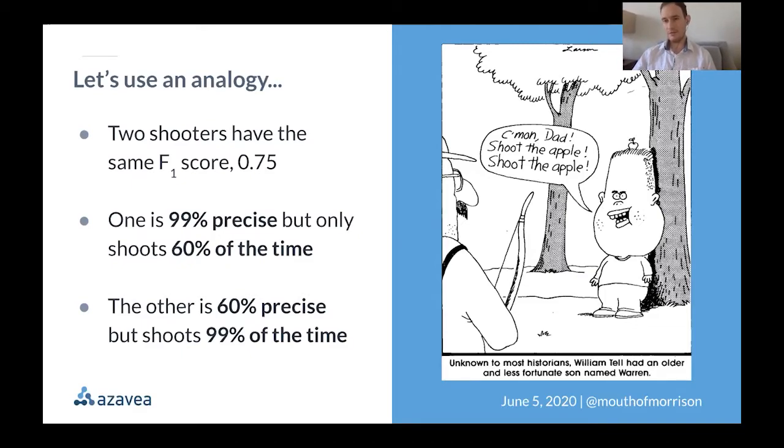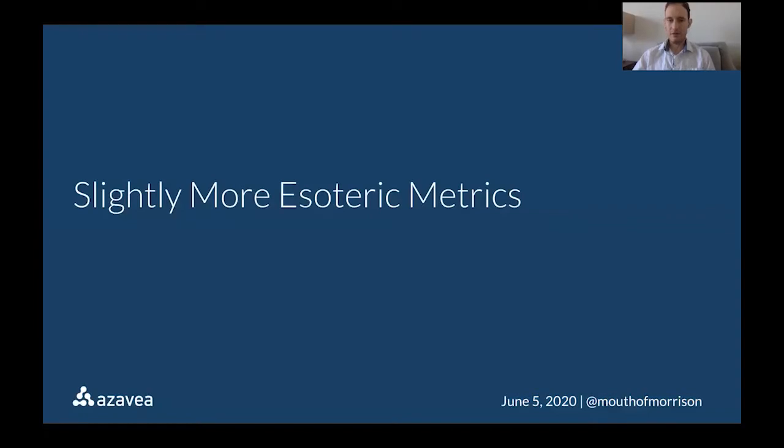Which would you prefer? Well, obviously, you would prefer the more precise archer, but in fact, they have the exact same F1 score. So again, reducing these things to a single variable without looking at the constituent parts based on the goals of your project is not very useful. It doesn't tell you much about whether or not you're going to be able to make use of this model in any sort of practical sense.